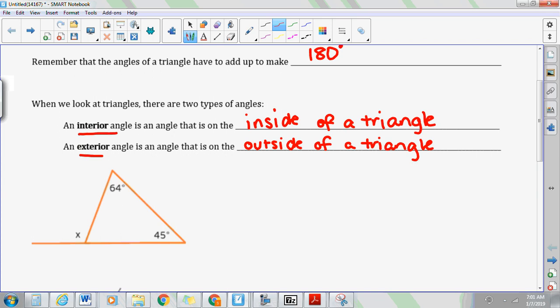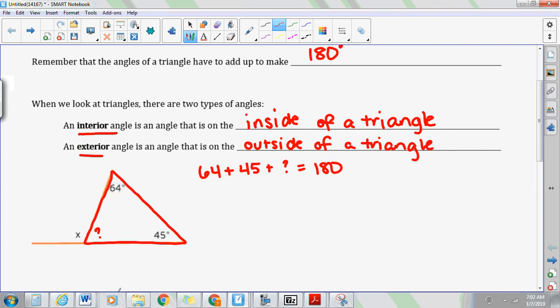So let's work at solving this guy. If I look here, anytime I see a triangle, 99% of the time what I want to do is say that those three angles have to add up to make 180. So I'm just going to put a little question mark here because they didn't label it. So I know that 64 plus 45 plus question mark has to equal 180. If I add up all those angles, it makes 180.